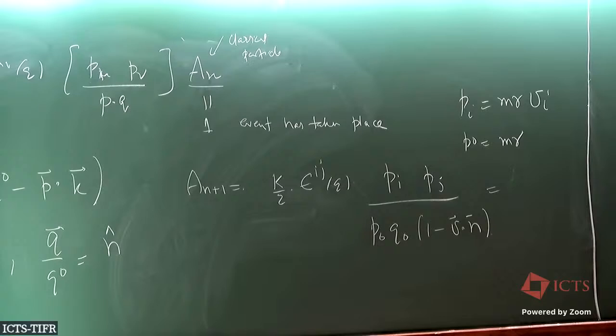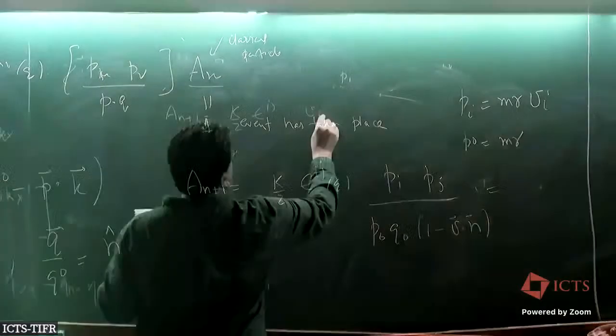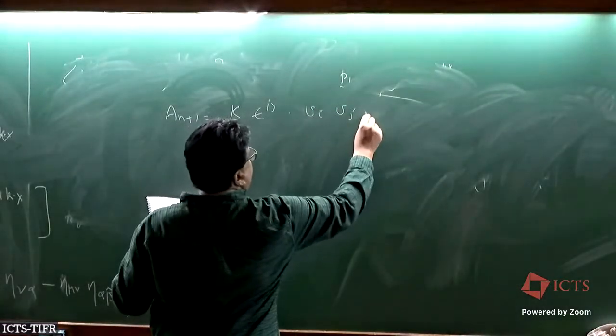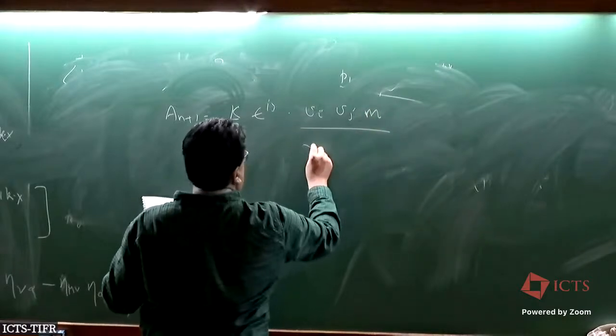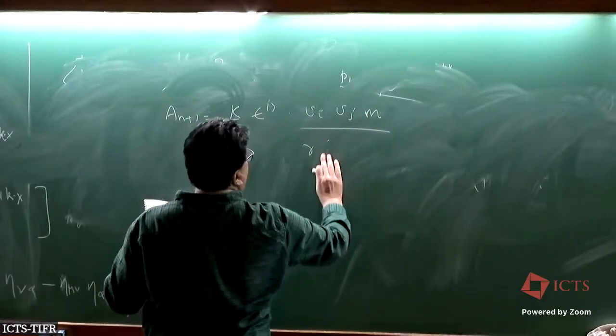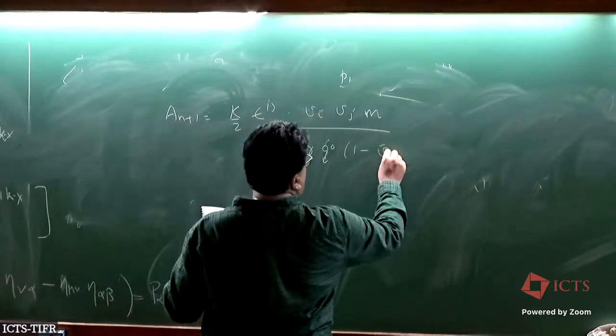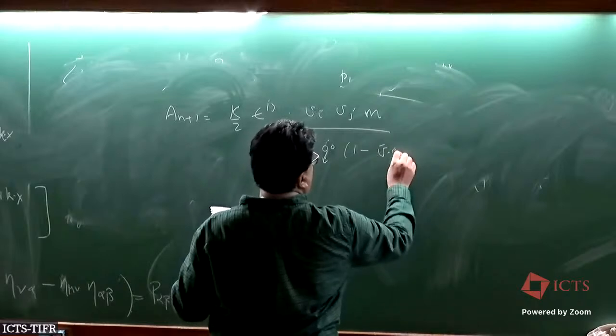So this is looking like a n plus 1 is kappa by 2 epsilon ij, then vi vj, divided by m gamma q0 (1 minus v dot n).